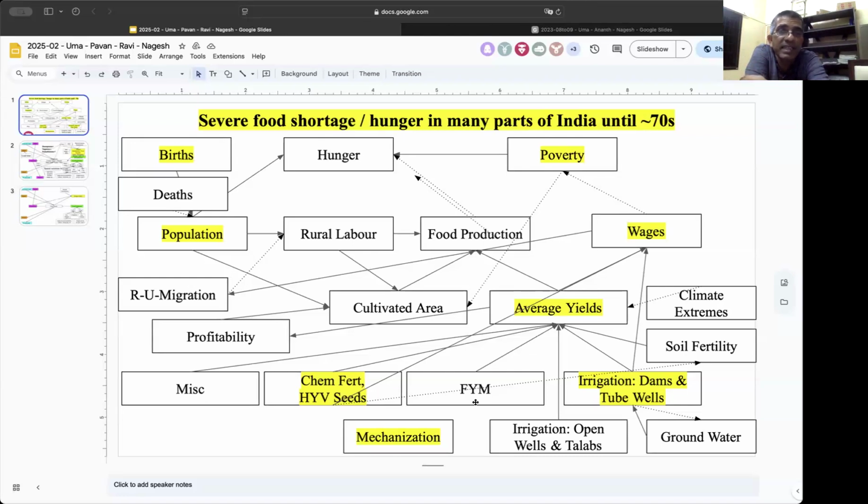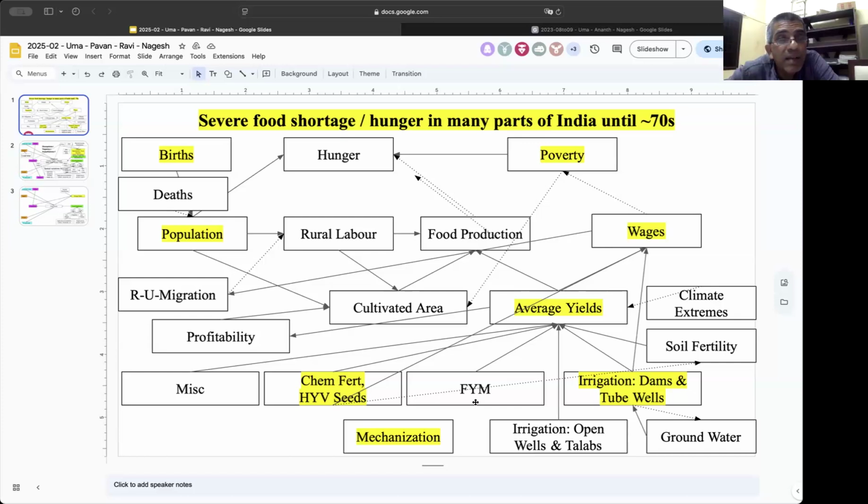Yeah. And what is the other full form you wanted, sir? HYV is high yielding variety seeds. Okay. Apart from chemical fertilizers, apart from pesticides, the seed varieties have changed. Right? Yeah. High yielding variety. Right? Yeah. Anyway. And the dotted lines, any specific meanings like solid lines and dotted lines?